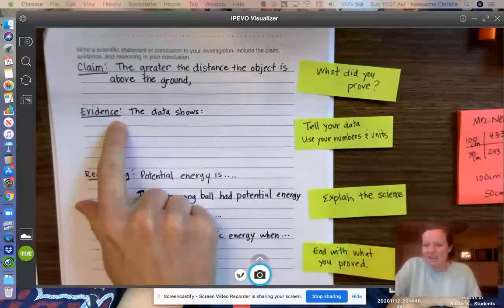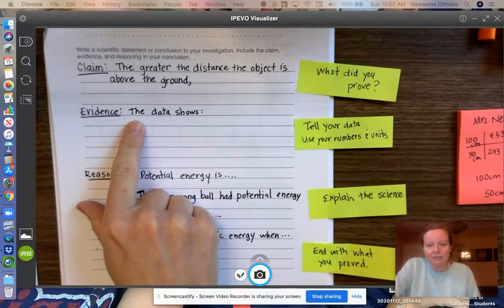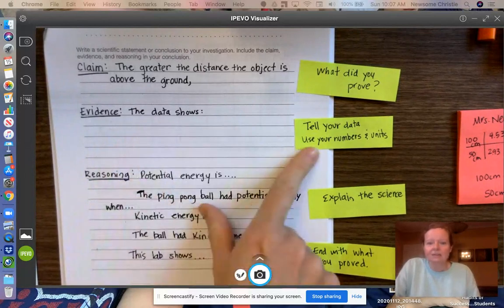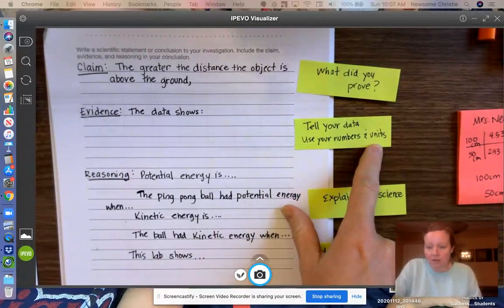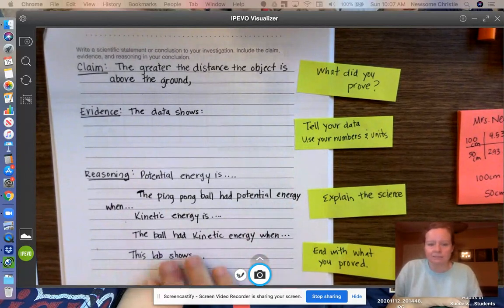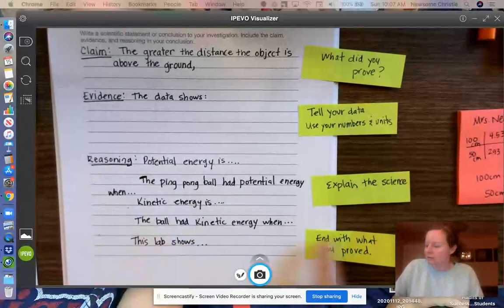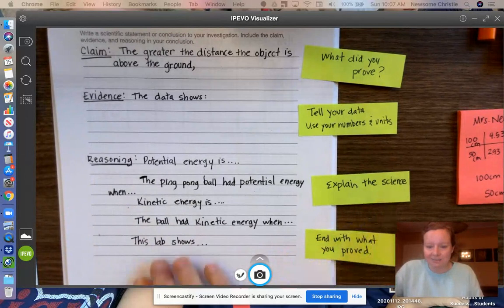Evidence is like, give us the data again. And we stated it already once, but you're going to state it again. So tell your data, use your numbers, use your units, give the data. And then the reasoning part is really where you get to explain the science, okay?